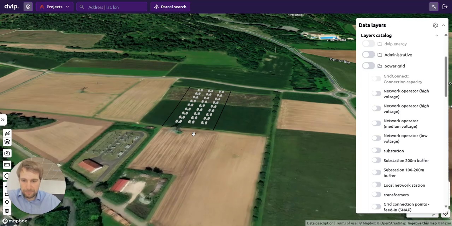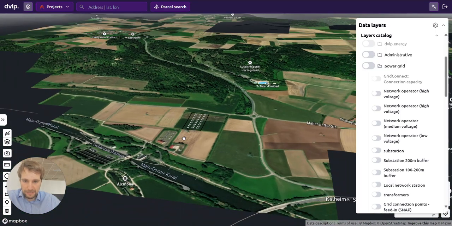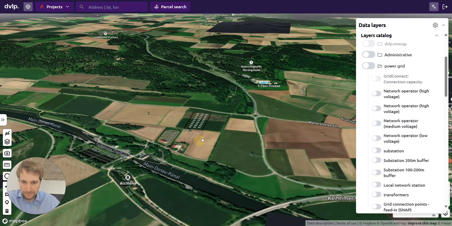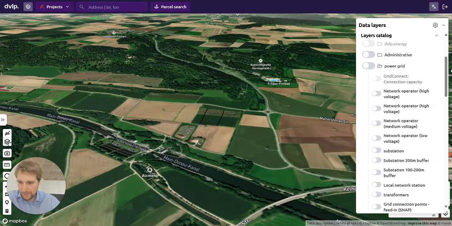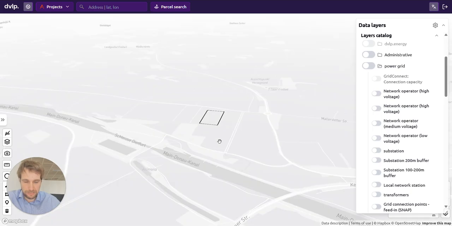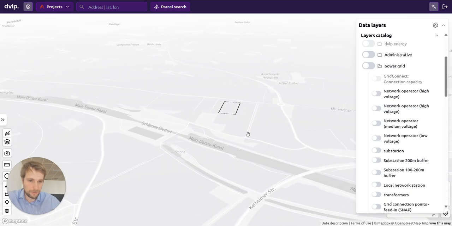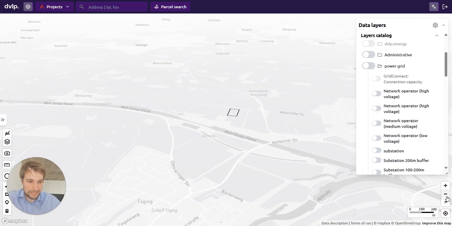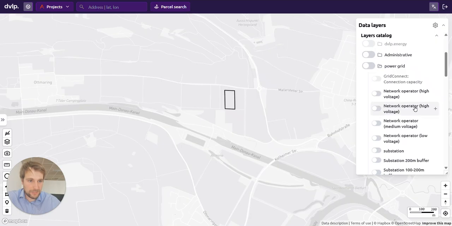You see here the project. It's a battery park planned close to a local substation. So let's have a look at the different connection options. Before we start, I will switch though to a less colorful background map in order to be able to better understand the local data points.